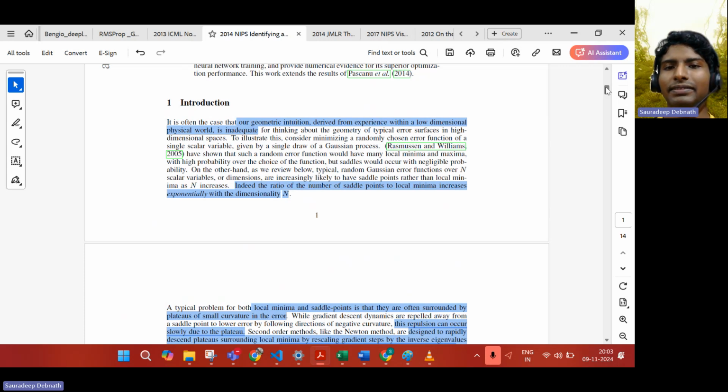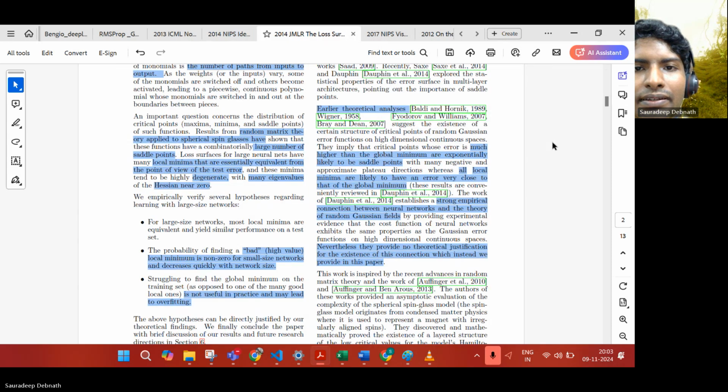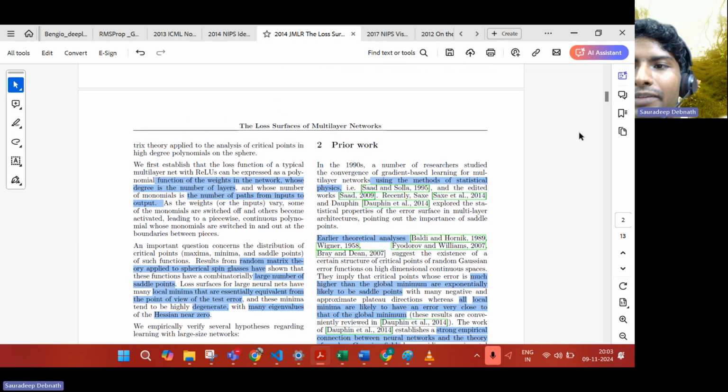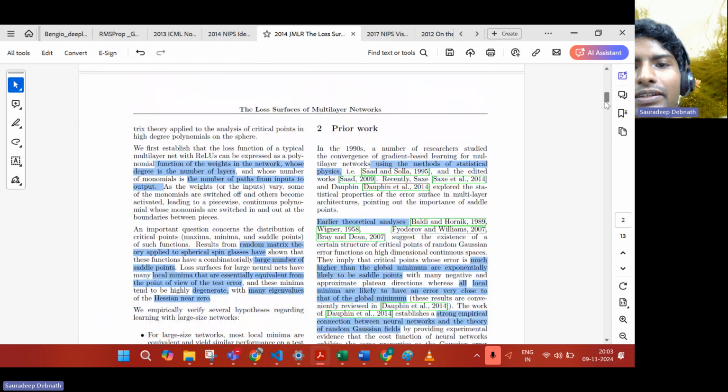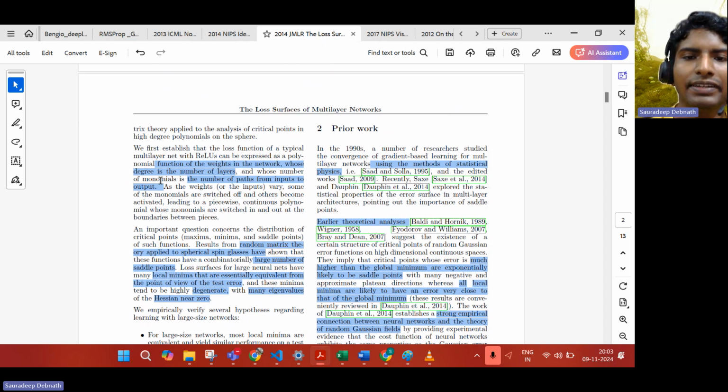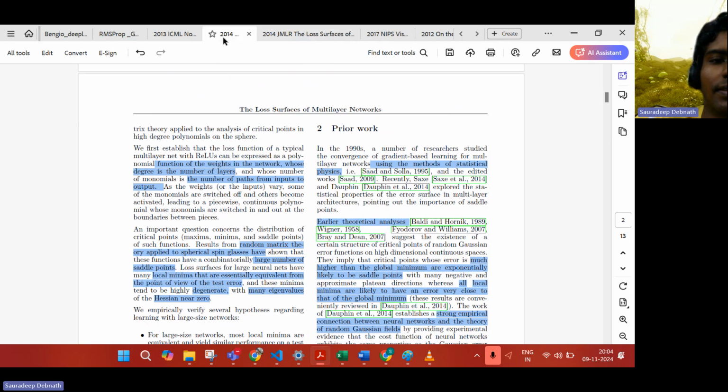And what is the dimension, by the way? We never talked about it. In the earlier paper co-authored by Yann LeCun, they realized we can represent the loss function of a neural network as a polynomial function. And how many degrees is that? The degree is the number of layers. So you can imagine it's a very complex polynomial.